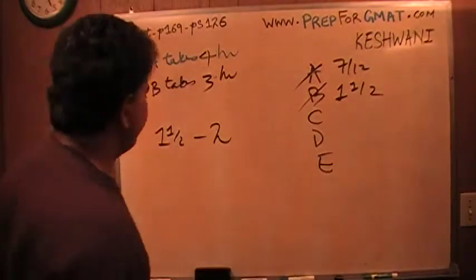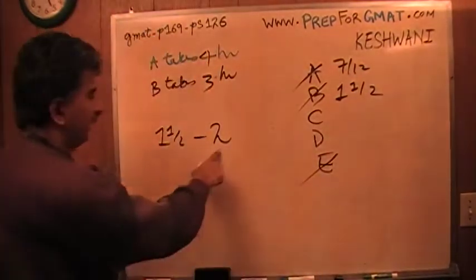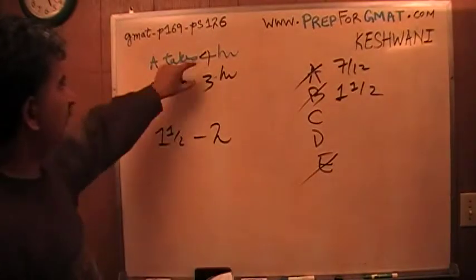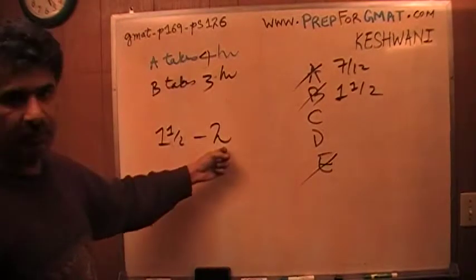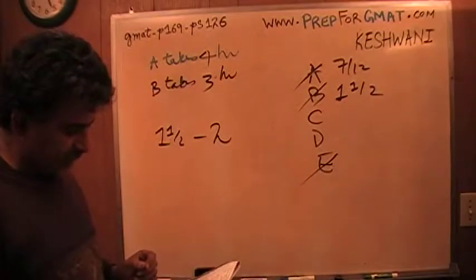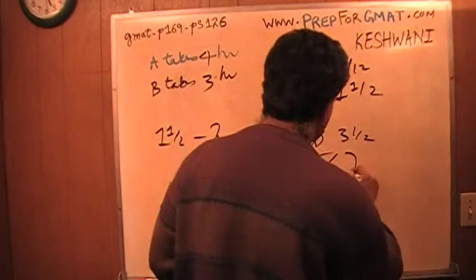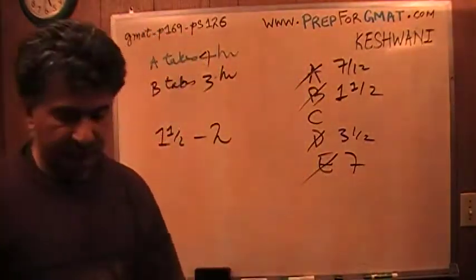E says 7 hours. That's ridiculous. They're not going to take 7 hours. The most they will take, in the worst case scenario, if they were both taking 4 hours, they would have taken 2 hours together. 7 hours is too much. 3.5 hours is too much. Therefore, the answer is C.